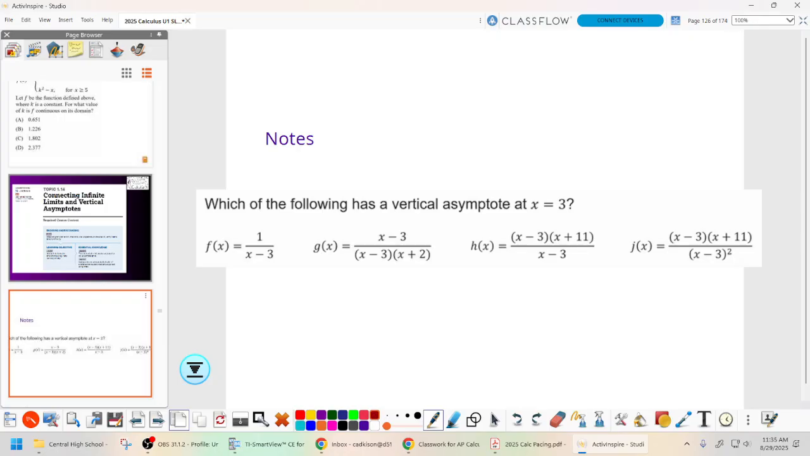That's nice. Except for... how about this one? Yes or no? This one? No. Why not? Because they can. So it has a hole. Same. How about this one? Yes, because it's x minus 3, x minus 3.